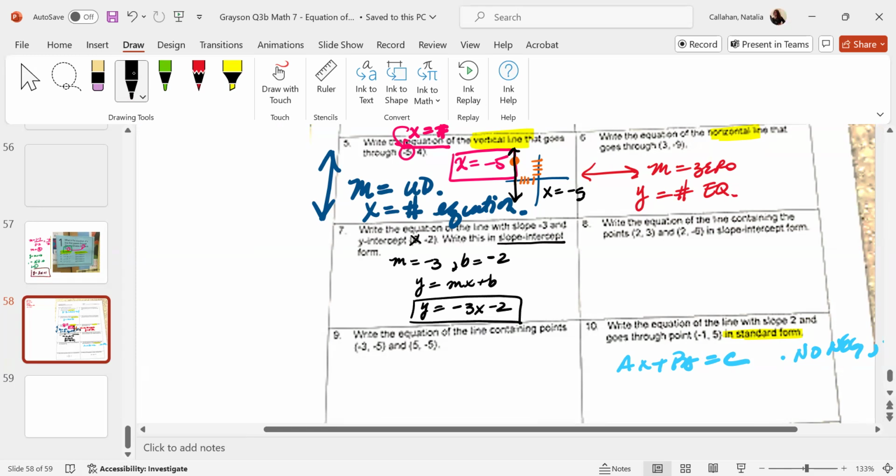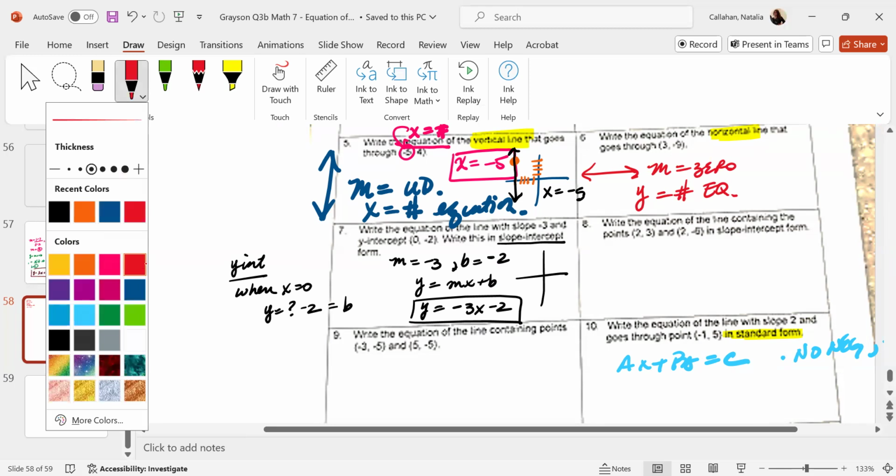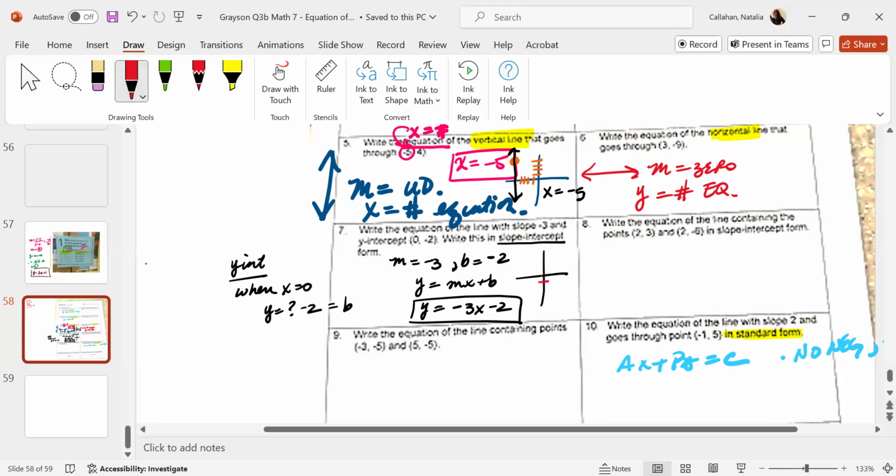Yes. And if you're unsure, remember what the y-intercept is. It's when x equals 0. What is y equal to? -2. So that's b. And if you're not sure about that, you can graph it: (0, -2). Here's 0, and -2 means you go down 1, 2, right there. Do you see how b is -2 right there? So that's another way you can do it. If you're not sure, just graph it, okay?